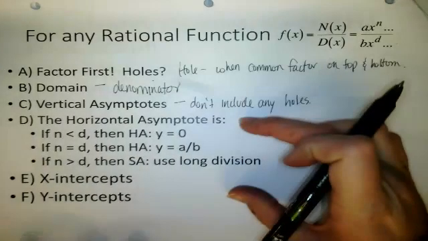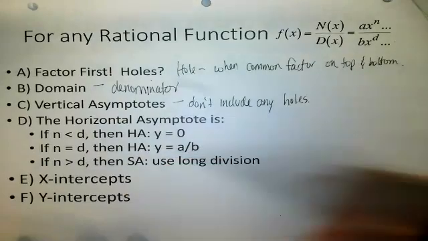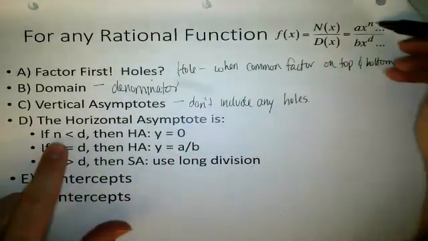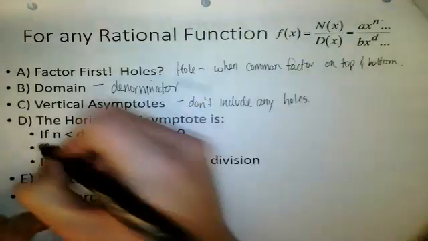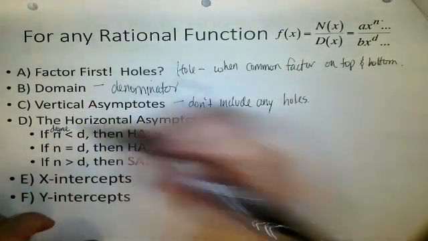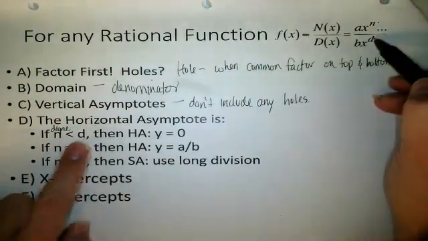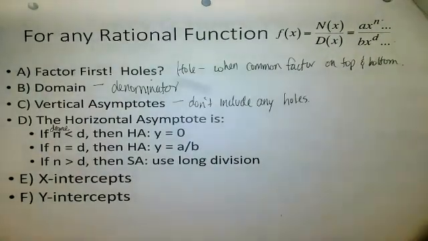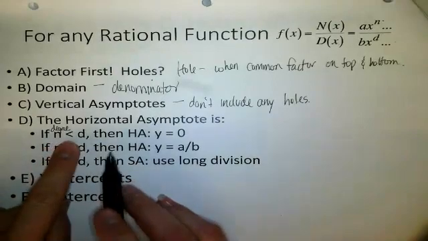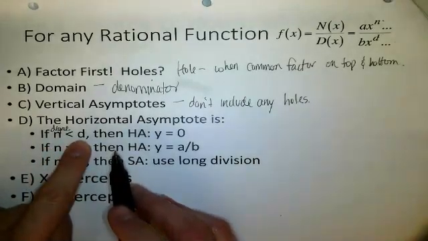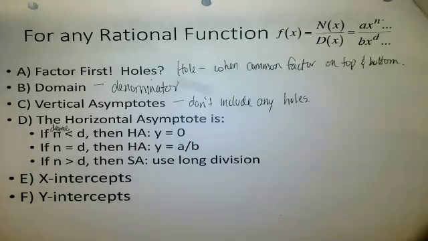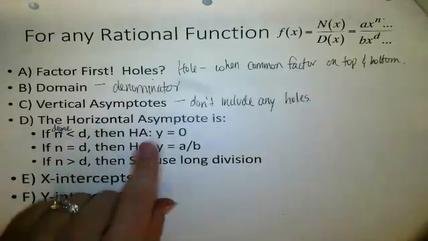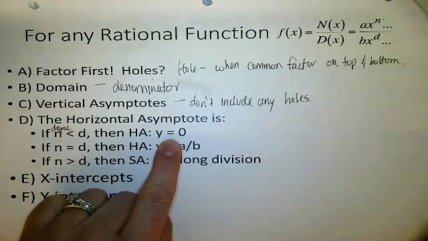Now, the horizontal asymptote, there are 3 different cases here. This is a little n, referring to the degree of the numerator. And this is little d, and it refers to the degree of the denominator. To figure out what the horizontal asymptote is, we just need to look at the highest powers for the numerator and denominator. If the degree of the numerator is smaller than the degree of the denominator, like x to the first over x squared, then our horizontal asymptote is always y equals 0.